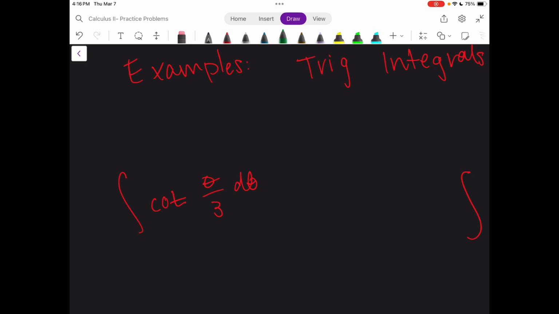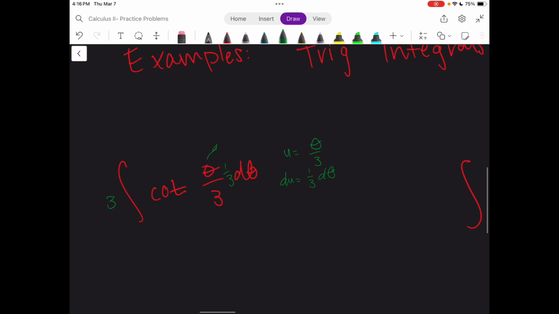What we could do is first get rid of this compositeness, like we always do with u substitution. So u is going to equal theta over 3, and du is going to equal 1/3 d theta. So in order to make that substitution, we want a 1/3 in there for the d theta, so we're going to put a 3 out front. Now we have 3 integrals of cotangent u du. And where the natural log comes from is when we rewrite cotangent as cosine of u over sine of u du.